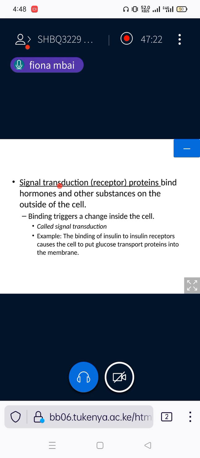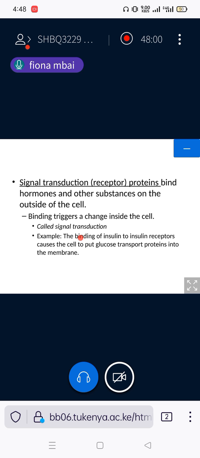So then you also have signal transduction or receptor proteins, which bind things like hormones and other substances on the outside of the cell. These receptors will be found sitting outside the plasma membrane on the extracellular face. The signal, which is referred to as a ligand, will bind the receptor, and that binding will trigger a change inside the cell. And this change is called signal transduction.